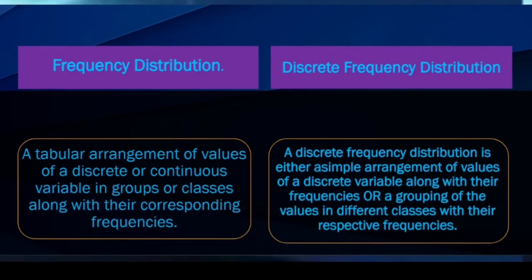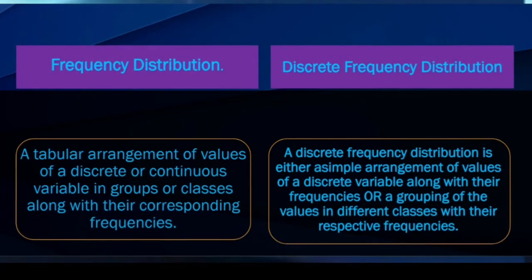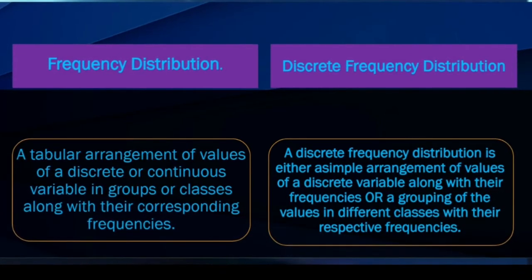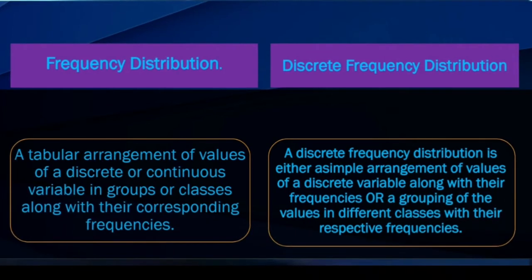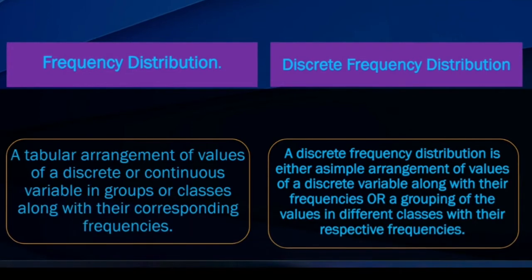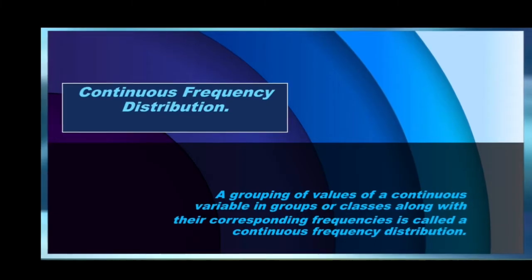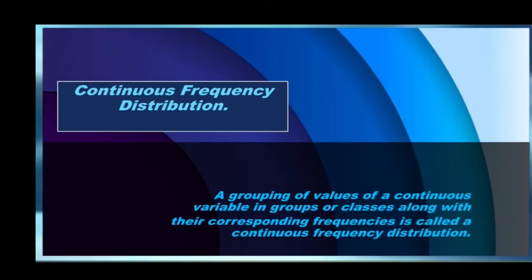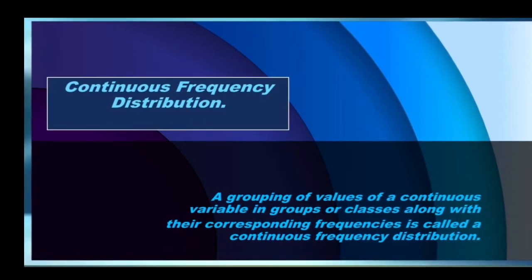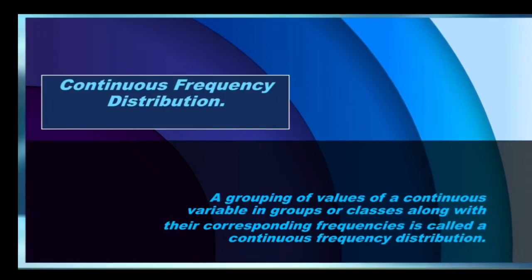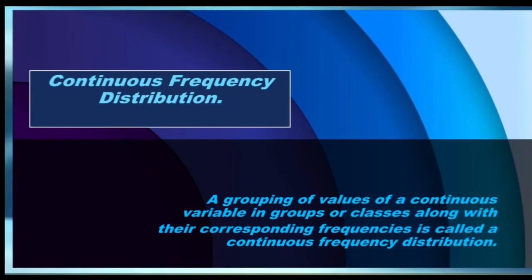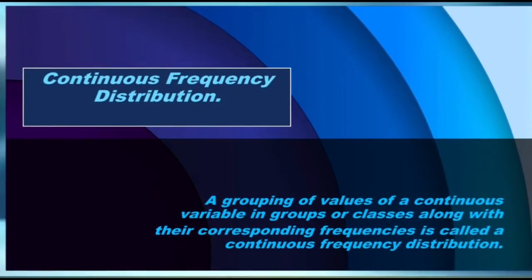A discrete frequency distribution is either a simple arrangement of values of a discrete variable along with their corresponding frequencies, or is a grouping of values in different classes or groups along with their respective frequencies. A continuous frequency distribution is defined as a grouping of values of a continuous variable in groups or classes along with their corresponding frequencies.